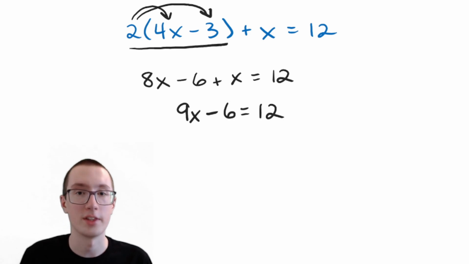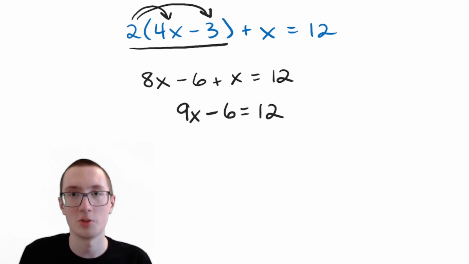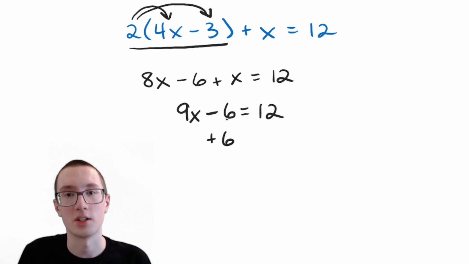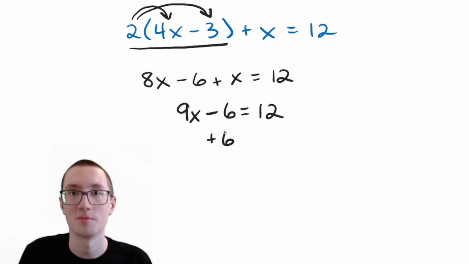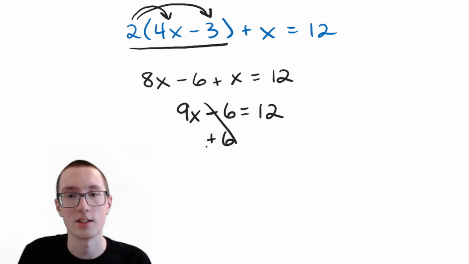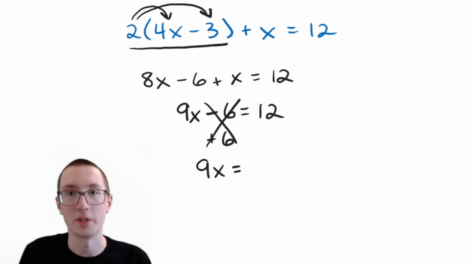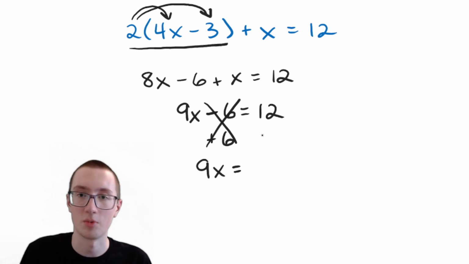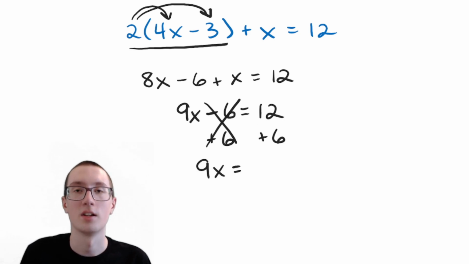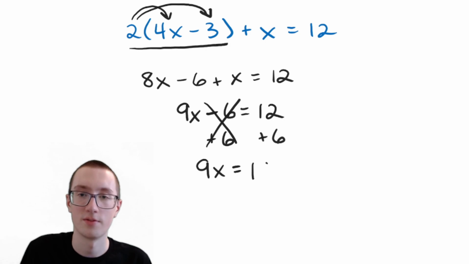And you'll notice now that this just looks like one of our two-step equations, like the one from before. So we want to do the addition or subtraction first because we don't want to deal with fractions. That's dumb. So we're going to add 6 because that's the opposite of subtraction, addition. These cancel out, and you're left with just 9x on the left side. But remember, we have to do the same thing on the right side. We have to add 6. 12 plus 6 is 18.